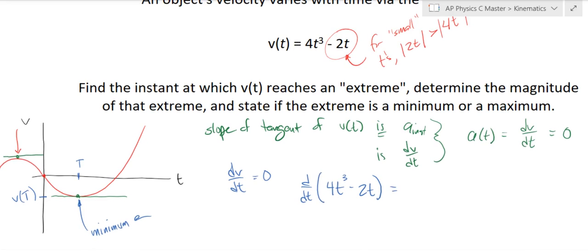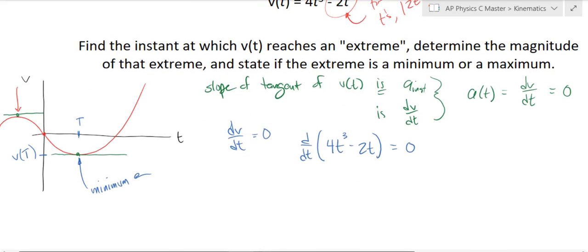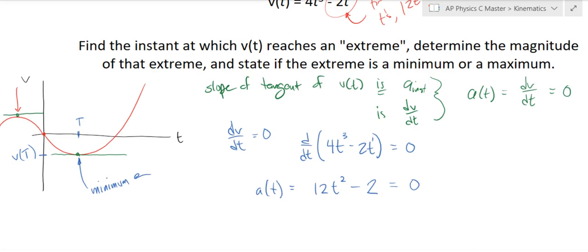And set that equal to 0. So let's see, differentiating means the algorithm is we take this exponent, we multiply by that coefficient, we make this exponent 1 smaller, so that means that's 12t squared. This is really 2t to the first, so that becomes the number 2, equals 0.